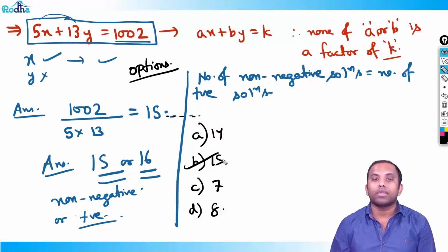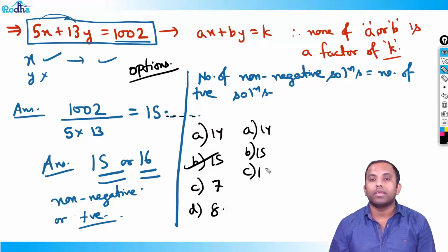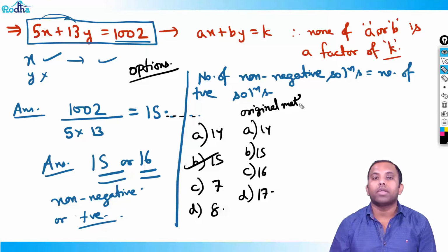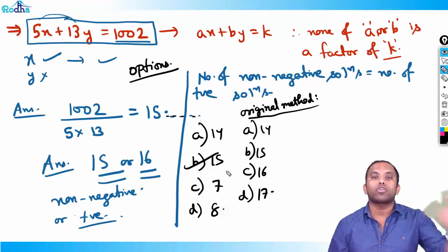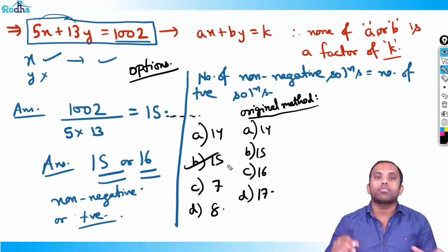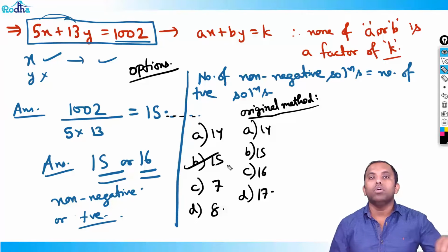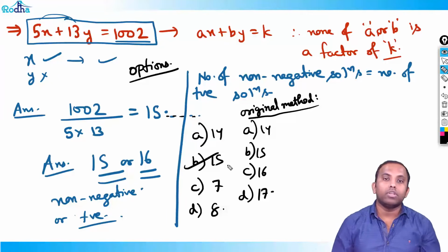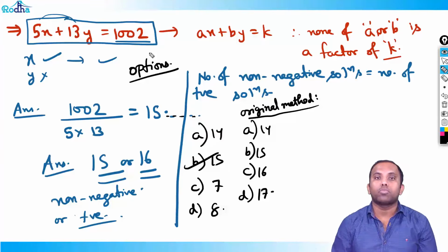Otherwise, if the options contain both 15 and 16, like A 14, B 15, C 16 and D 17, then you need to do the original method, and we also have a super method. Because of that logic that the solution will depend on x and not on y, since x is increasing or decreasing in steps of 13, there are fewer terms. Combining these super shortcuts will make your exam super.